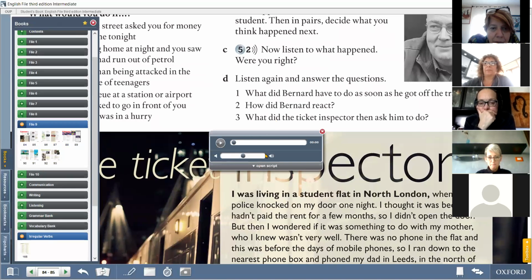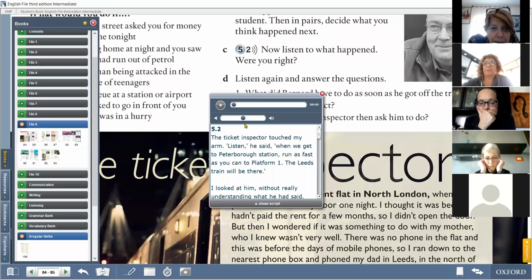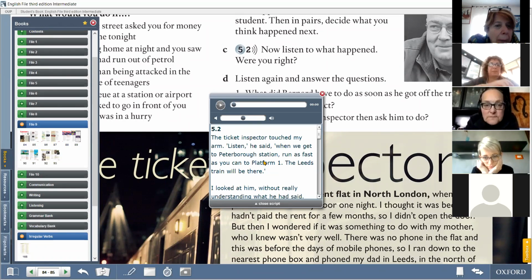Let's see if the open script is working. It is. Do you read it here? It's very small, but as soon as he started speaking, it's becoming yellow, so you can see it better. Okay.